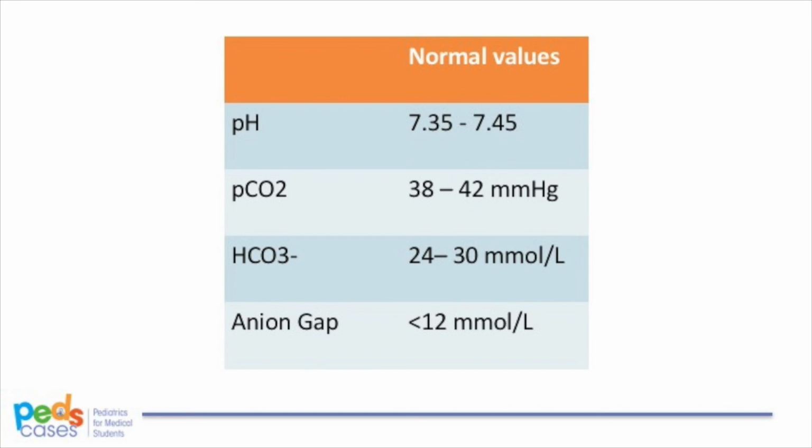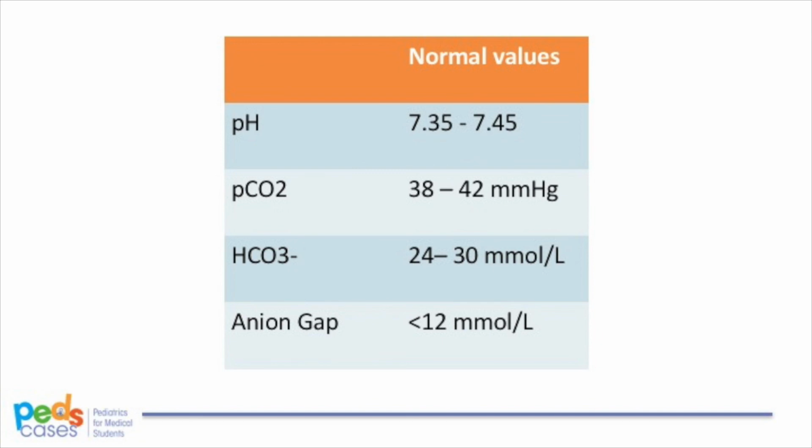Number 3. Next, turn your attention to the partial pressure of carbon dioxide and compare it to normal values, which is typically 38 to 42 millimeters of mercury. Is the partial pressure of carbon dioxide outside of the normal range? If it is high, is pH low? This would be a respiratory acidosis. If the partial pressure of carbon dioxide is low, is the pH high? Then this would be a respiratory alkalosis.